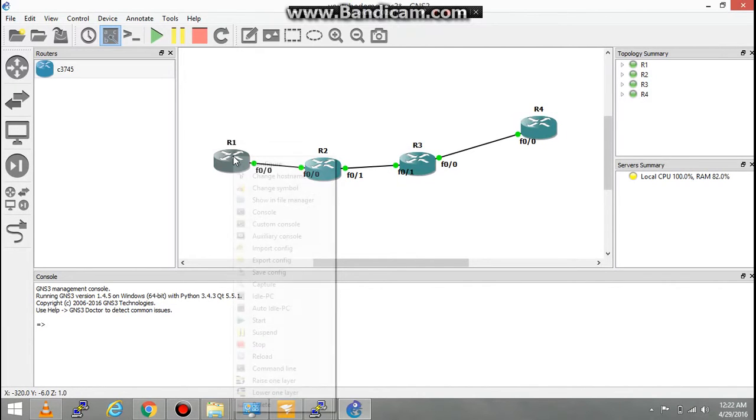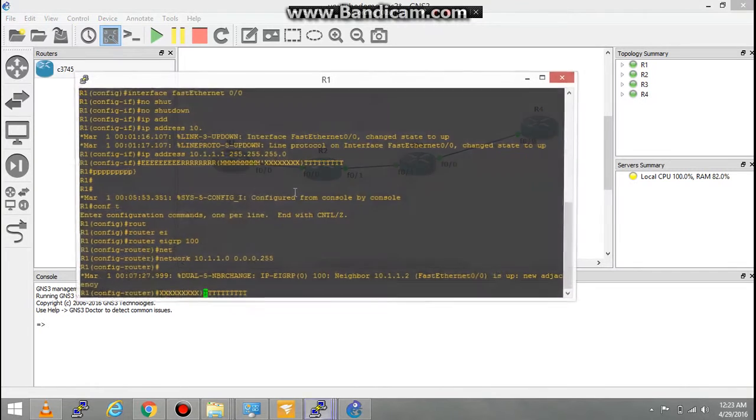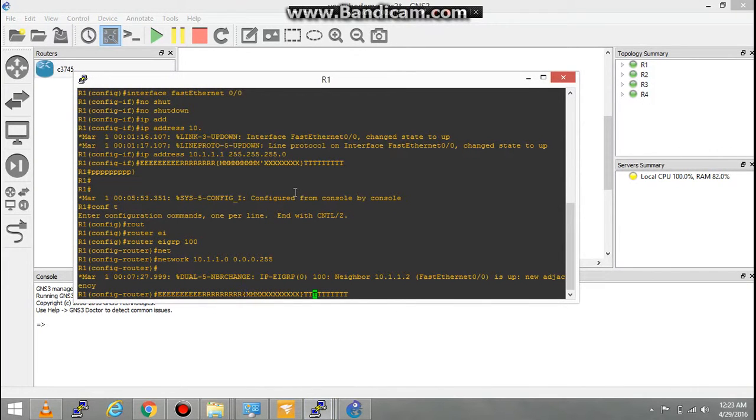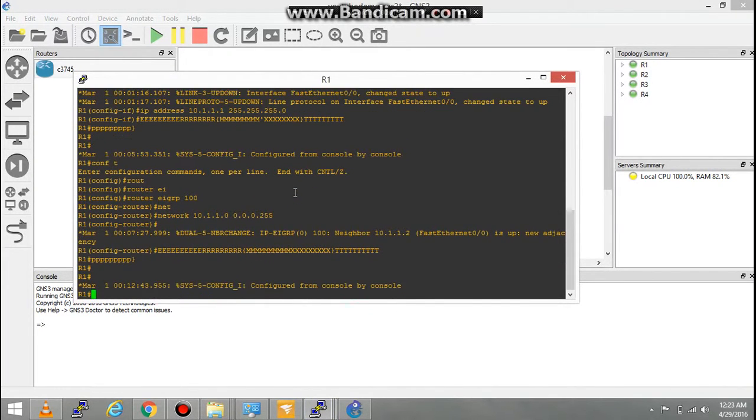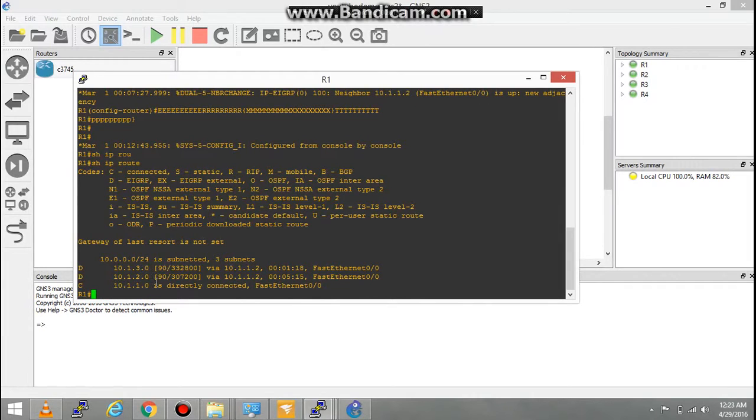So I'm just going to show you the routing table of R1 now. So, show ip route. Well, here you can see all the networks: 10.1.1.0, 10.1.2.0 and 10.1.3.0. All of them have been advertised, and the symbol D here means that it was obtained via EIGRP. EIGRP is a routing protocol.